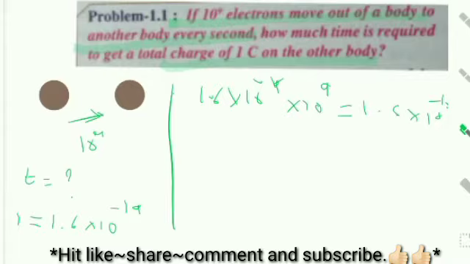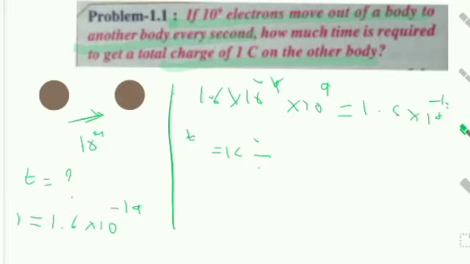Okay, the time required to accumulate a charge of 1 coulomb can then be estimated to be: time required equals 1 coulomb divided by 1.6 into 10 to the power of minus 10 coulombs per second.